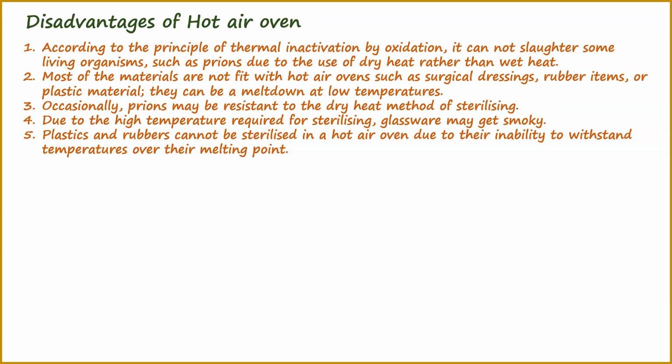Occasionally, prions may be resistant to the dry heat method of sterilizing. Due to the high temperature required for sterilizing, glassware may get smoky. Lastly, plastics and rubbers cannot be sterilized in a hot air oven due to their inability to withstand temperatures over their melting point. And that concludes our list of the disadvantages of hot air ovens.